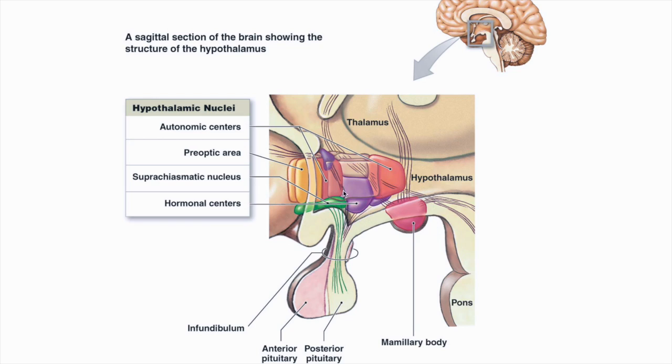Just posterior to the hypothalamus we have the mammillary body. Mammillary bodies control feeding reflexes such as licking and swallowing. It's pretty important for you to eat.